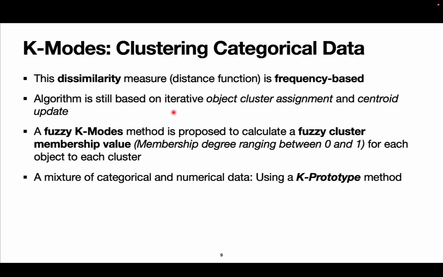There are variations of the k-modes idea. Fuzzy k-modes is going to use a fuzzy cluster membership value, which means each data point is going to have something called a membership degree value between 0 and 1 that describes how close it is to each centroid. Another method is called k-prototype, which mixes categorical and numerical data.